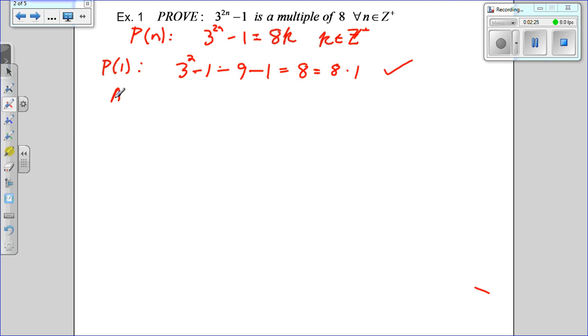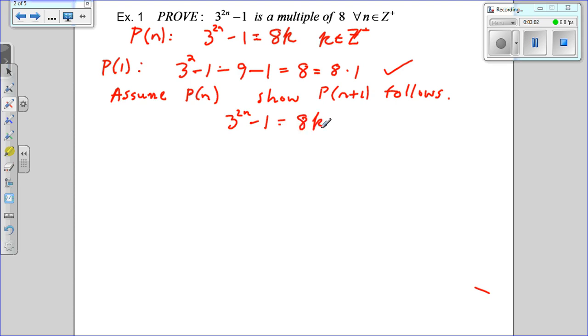Second step, assume p of n and show that p of n plus 1 follows. Okay? So in assuming p of n, what we're assuming is that 3 to the 2n minus 1 is indeed 8 times some integer k.